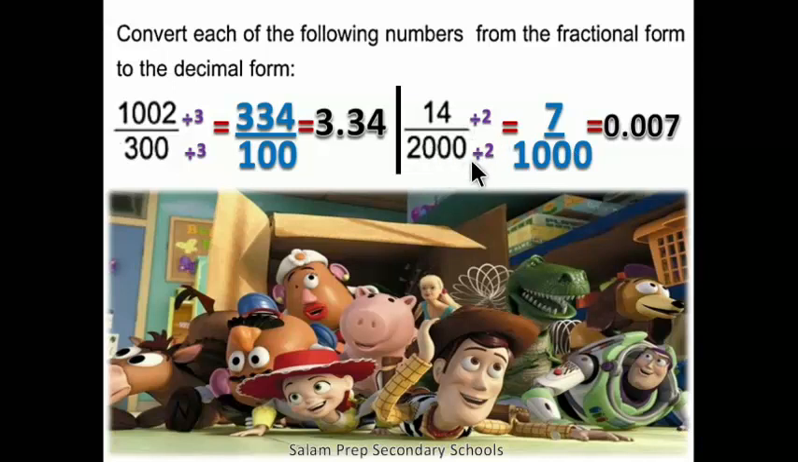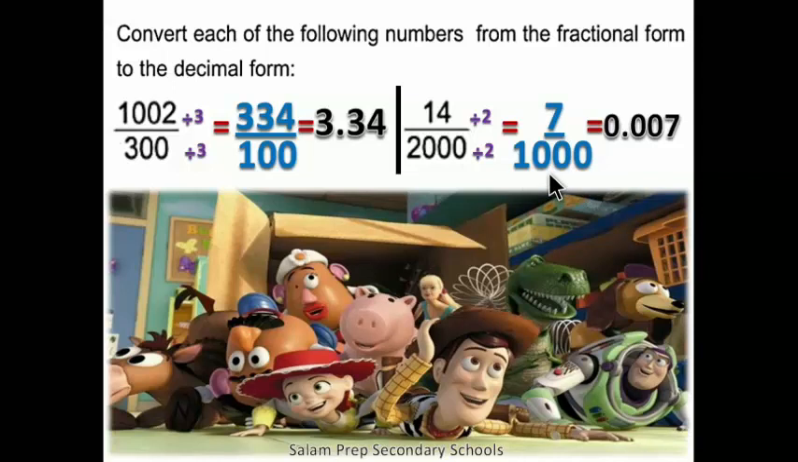You can use divided by 2. 2000 divided by 2 equals 1000. 14 divided by 2 equals 7. Okay? 7 over 1000. This is a proper fraction. We can write the decimal point. There is no whole number, so we will put 0. 7 in 1000. Take care.